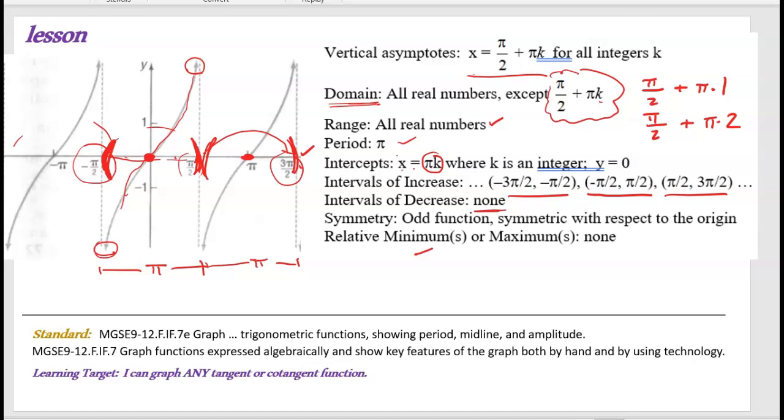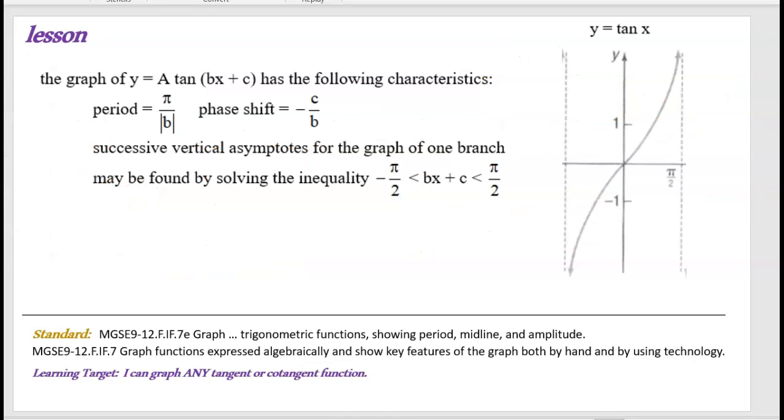Okay. And just to recap, the function looks like this. So we have the same formulas. You take the period, which was 2 pi for sine and cosine. If you take the period pi and divide by the absolute value of b, you get the new period. So the period is dependent on the b value. The phase shift is always negative c over b. That shifts you left and right.